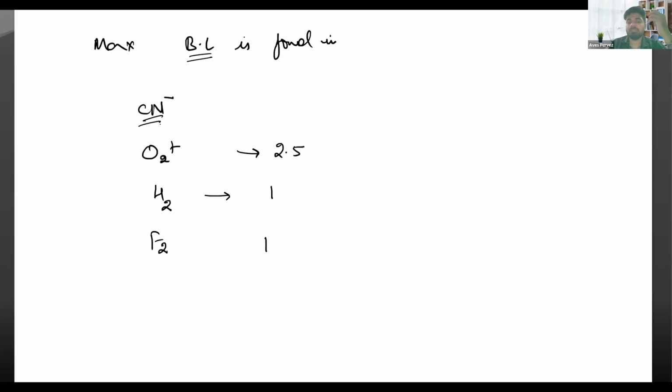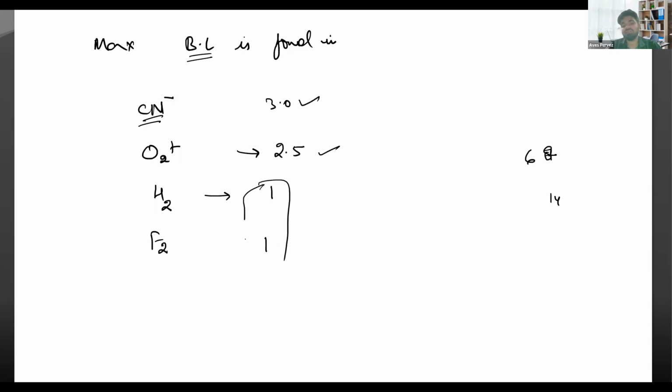And for CN negative, carbon has 6 and nitrogen 7, and one electron is being borrowed, so you can have 14 electrons. So it is going to have bond order 3. Now talking about maximum bond length, this is going to have the minimum, then this one.